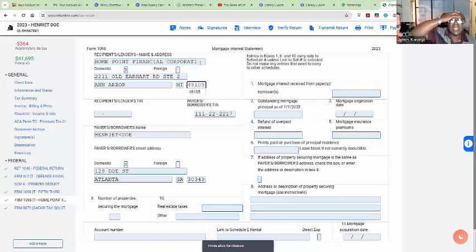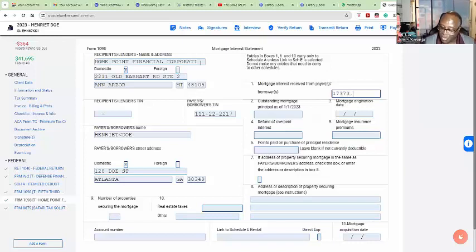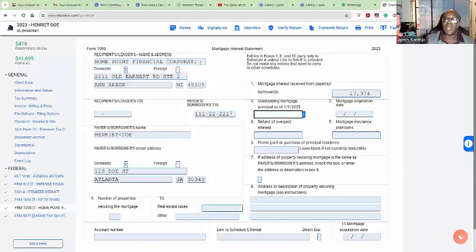I hope you're looking at your 1098. And box one is 17,373.63. Okay. Then the outstanding mortgage is 454,151. Okay. And when was the mortgage origination date? It is 02/28/2019. Okay.